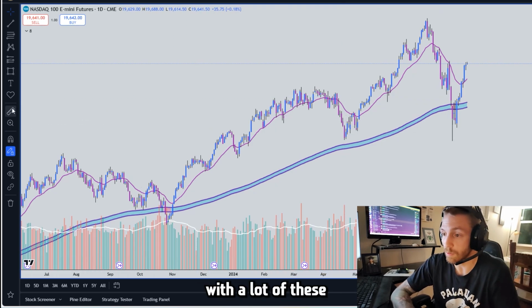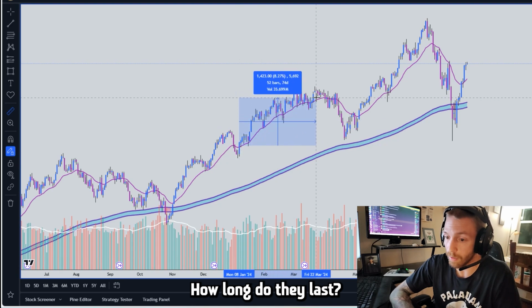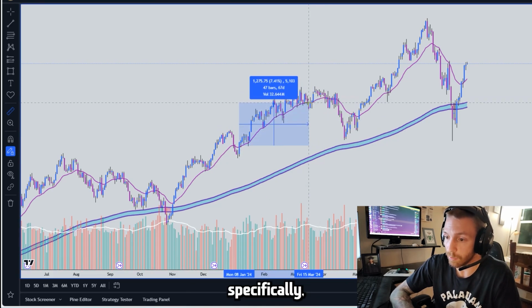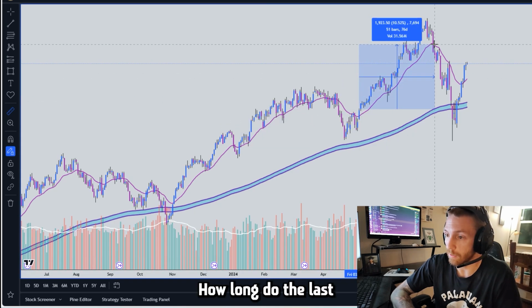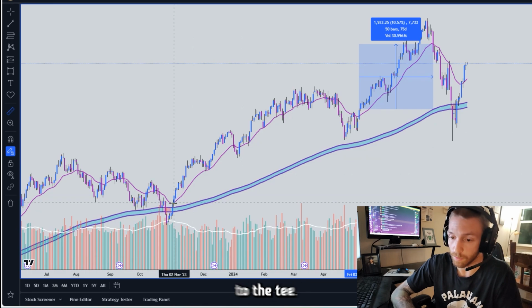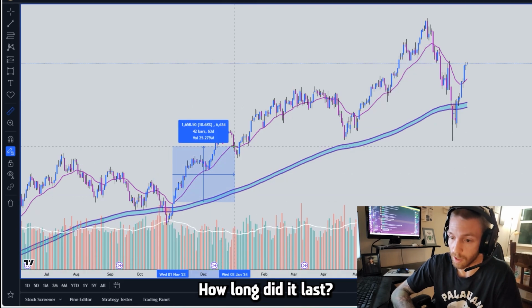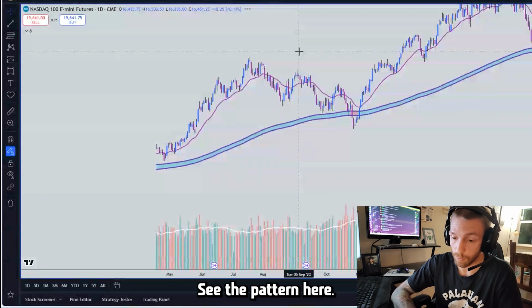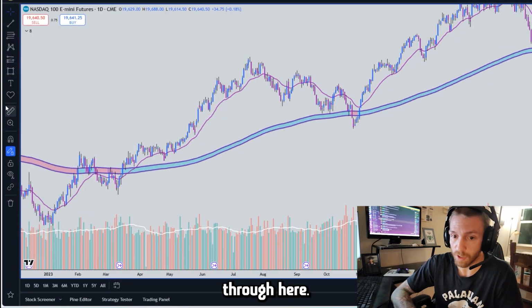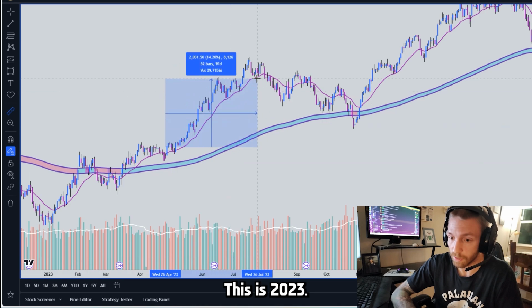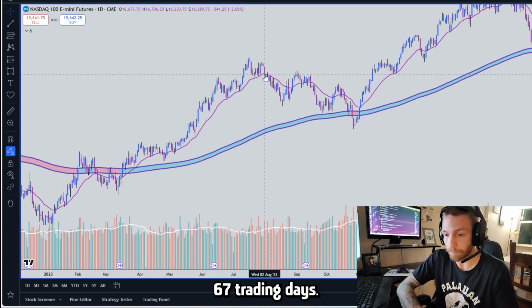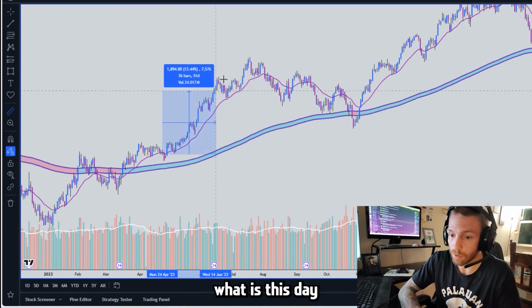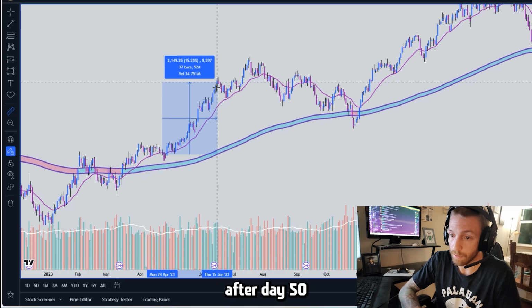And that's what you can see with a lot of these different uptrends. How long do they last? Right around 50 days. This one specifically lasted 47. This one, how long did it last? 50 days, to the T. This one, how long did it last? 42 days. See the pattern here? We can go back through here. This is 2023. How long did this last? 67 trading days. And you can see after day 50, this really started going sideways and it was choppier.